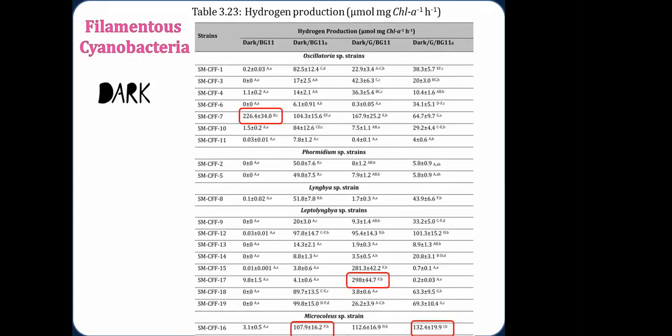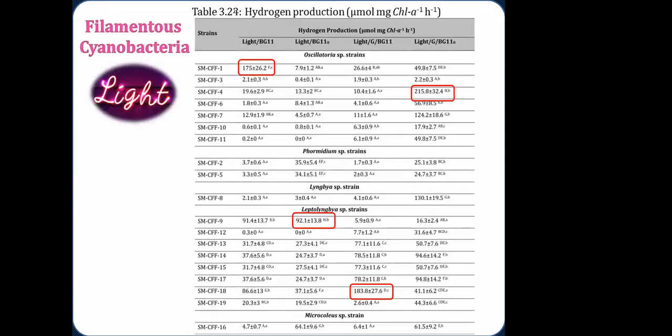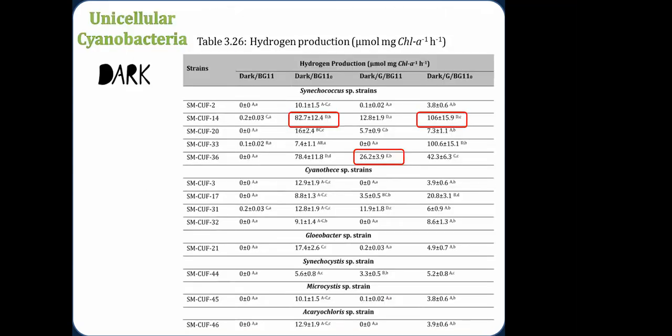And the same results, the same procedure was used for the darkness and in the presence of the light. So here you can see the results of the unicellular cyanobacterial strains, and the highlighted regions are showing the highest results which were obtained in the different specific conditions. Now I think you can better see and read what these columns mean.